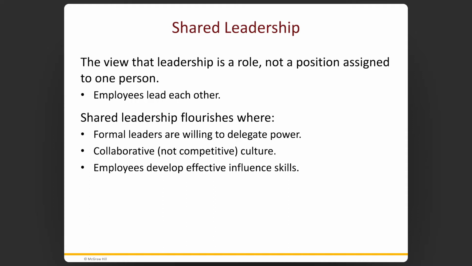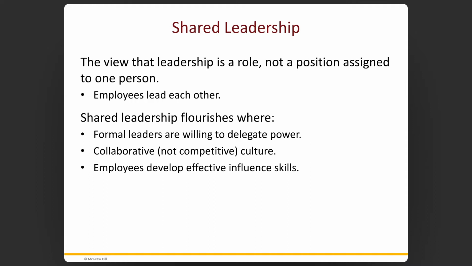Then there's this notion of shared leadership, which is the view that leadership is a role, not a position assigned to one person, such that people within the team and organization lead each other. Kind of a different way of thinking about leadership as being one person up top and all of these followers. Leadership is a role, not a position assigned to one person, but it happens within the team and within the organization as we learn how to lead each other.